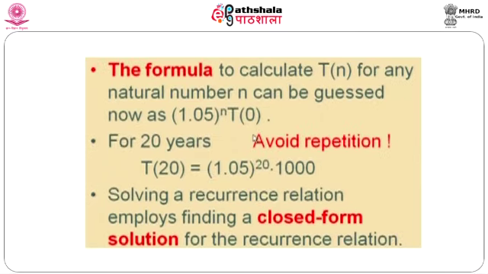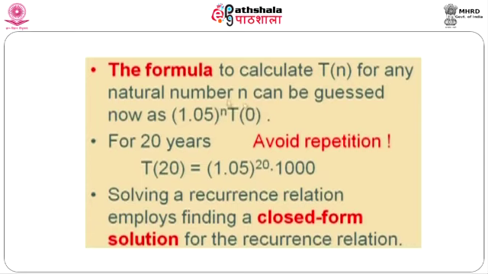Fine. Why do we have to do all these things? The reason is very simple. We want to avoid repetitions. For example, if I want to find how much money will be there at the end of 20 years, I can substitute that into this equation. That means it becomes 1.05 power 20 multiplied by t of 0, that is the initial condition. By substituting this, we can find how much money will be there after 20 years.